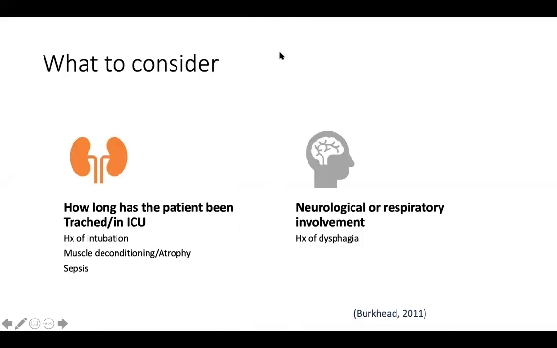Okay, so what to consider when you are starting a swallowing assessment with a trach vented patient? You need to think, how long has this patient been in ICU? Because before this patient is referred to you for a speaking valve assessment or a swallowing assessment, they've probably been there in the ICU for 2 or 3 weeks, sometimes a month. So this patient has been trached for a very long time.